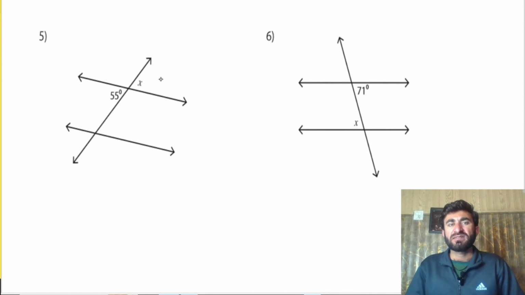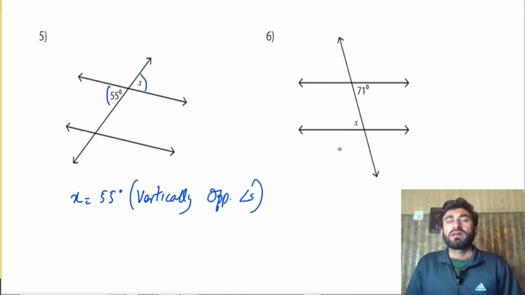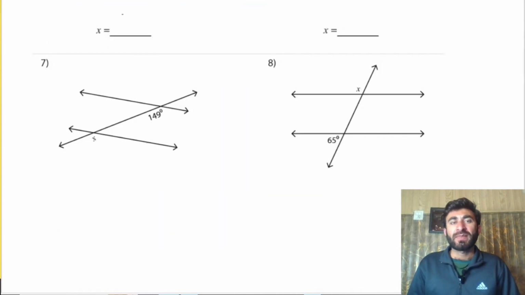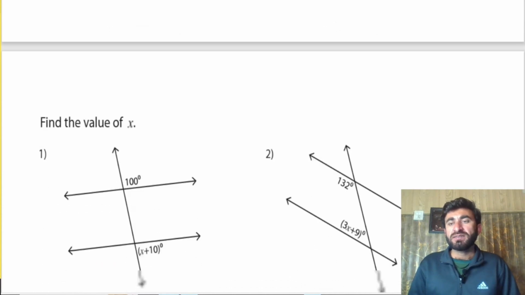Okay, next, I think X and 55, they are vertically opposite angles which we have studied already. Vertically opposite angles are also equal. I can mention it, vertically opposite angles. Okay, about the X and 71, they are definitely alternate interior angles. So X will be 71. I'm not writing the reason because I have explained it, I think. Okay, these are also similar questions. You guys can do it very easily.